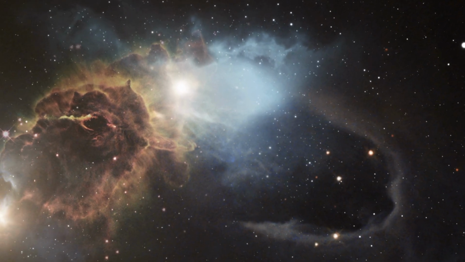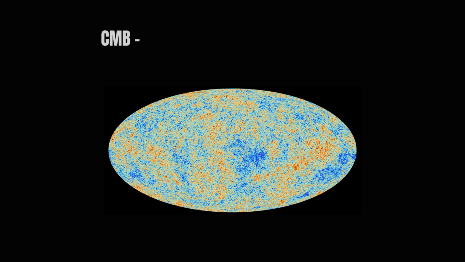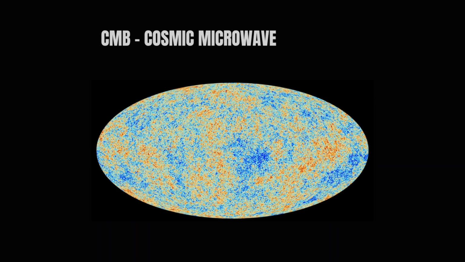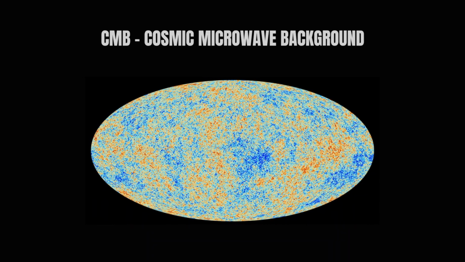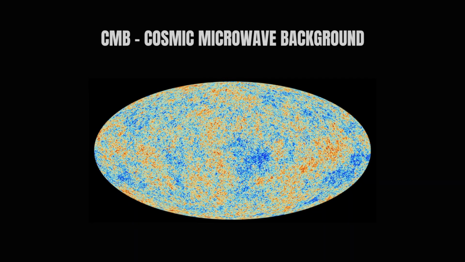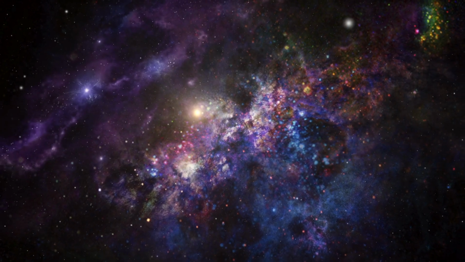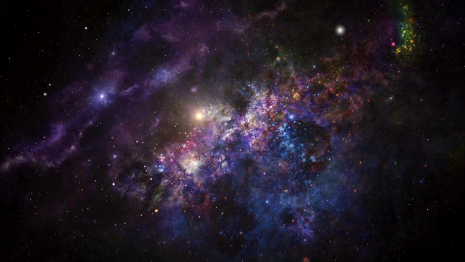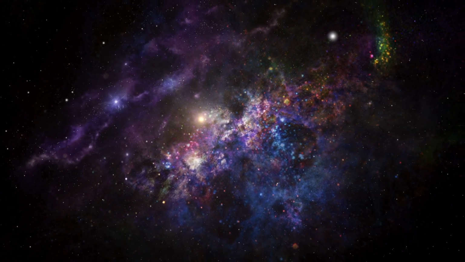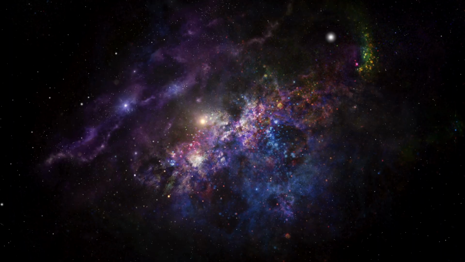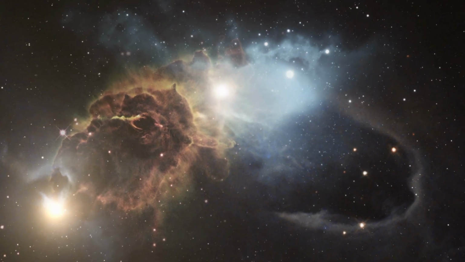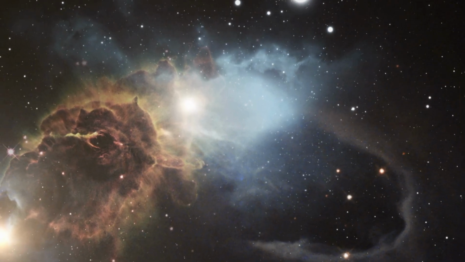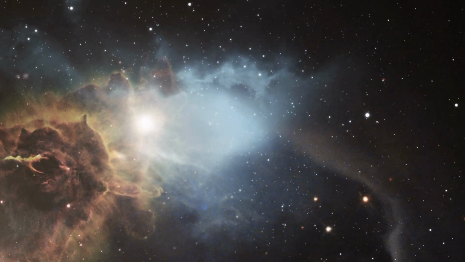The second approach does something completely different. It looks backward, not outward. It uses the oldest light we can observe, the cosmic microwave background, the CMB. This is the afterglow of the hot early universe, released when the cosmos cooled enough for atoms to form and for light to travel freely, about 380,000 years after the Big Bang. The CMB is a snapshot of tiny temperature variations, and those variations contain an enormous amount of information about early universe physics.